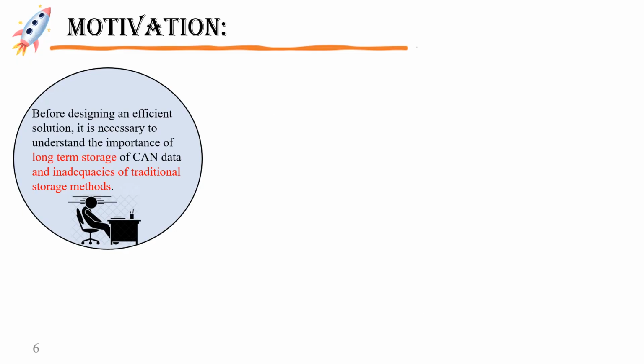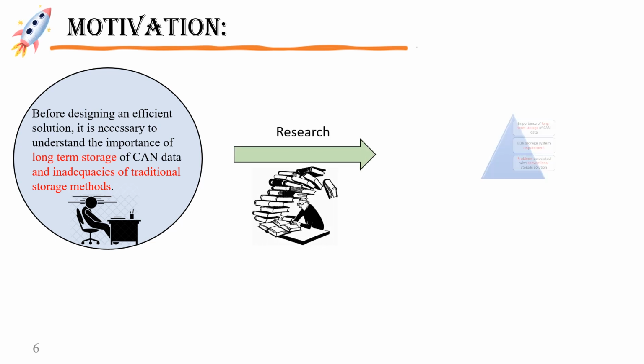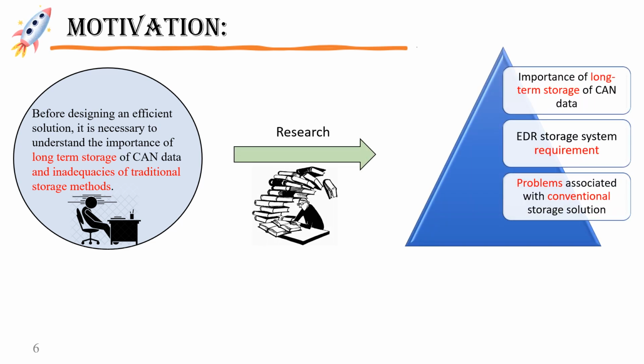Having established the fact that a lot of data is being generated by modern vehicles, we first need to understand what we are gaining by storing such data. So we will first discuss the importance of long-term storage of CAN data, followed by EDR storage system requirements. Then we move on to discuss some problems associated with conventional storage solutions. Finally, we will provide our solution, which is SmrtComp.